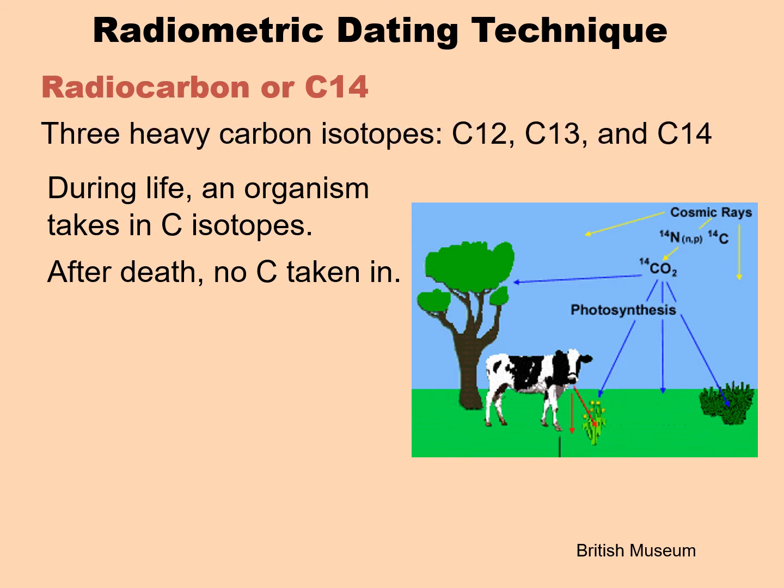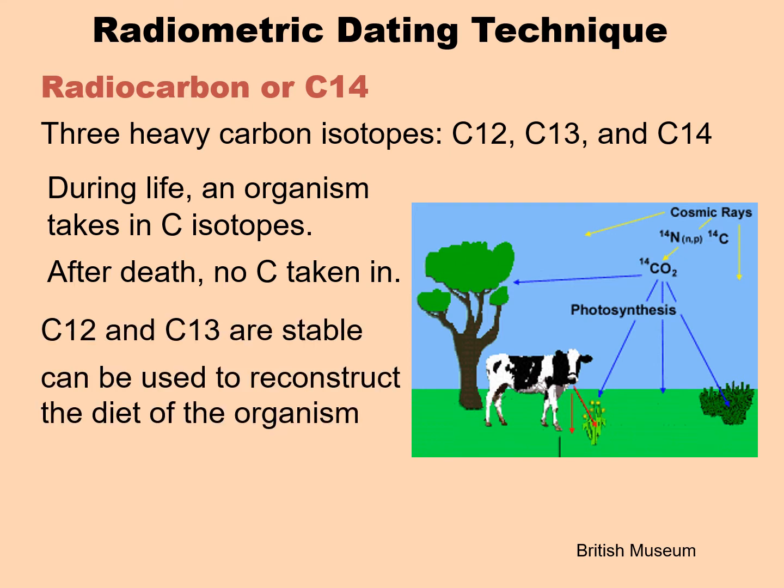Three heavy carbon isotopes exist: carbon-12, carbon-13, and carbon-14. The carbon isotopes are formed by plants during photosynthesis. Animals get these carbon isotopes from eating plants or from eating other animals who have eaten plants.